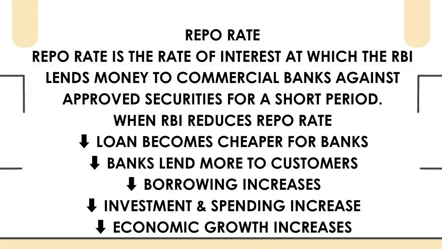Now think about the opposite situation. If RBI increases the repo rate, borrowing becomes expensive for commercial banks. Banks may increase lending rates for customers. As a result, borrowing may reduce, spending may slow, and inflationary pressure may ease. So remember, lower repo rate, more borrowing. Higher repo rate, less borrowing. So in the definition, always include the words: RBI lends money to commercial banks against approved security.